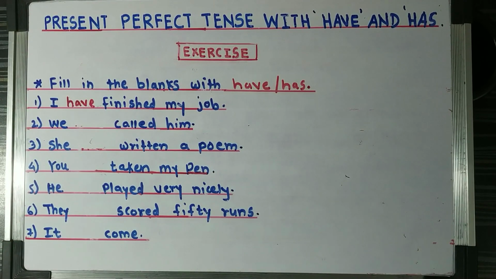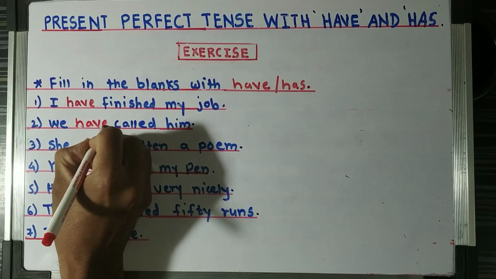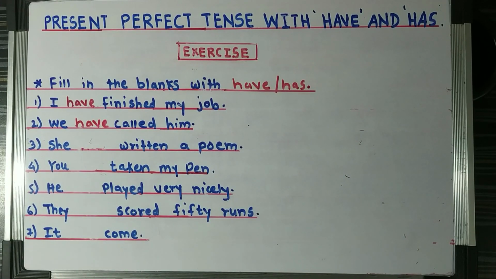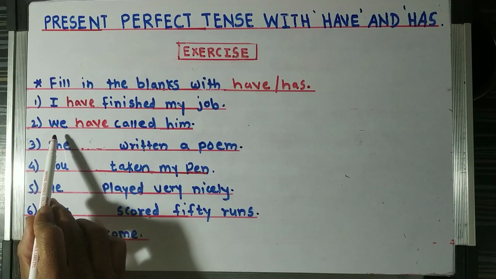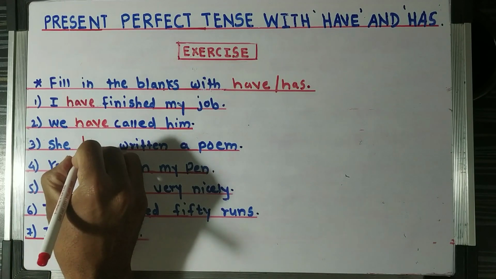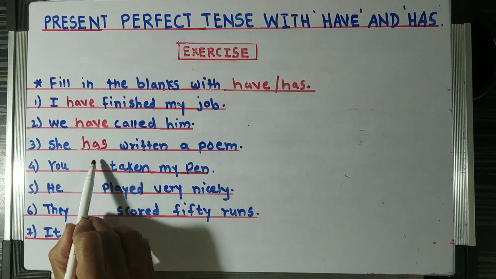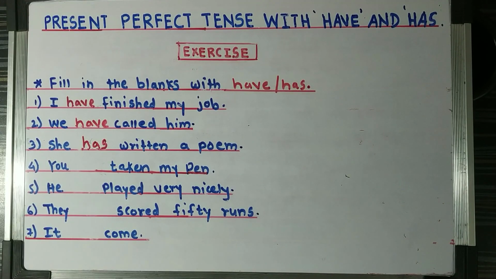While studying the structure of present perfect tense, we have seen that whenever we make use of the word I in the beginning of a sentence, we have to make use of the word have. Next one. We dash called him. We have called him. Here the word have has been used because the subject of the sentence is plural. Next one. She dash written a poem. She has written a poem. Here we have made use of the word has because the subject of the sentence is singular.